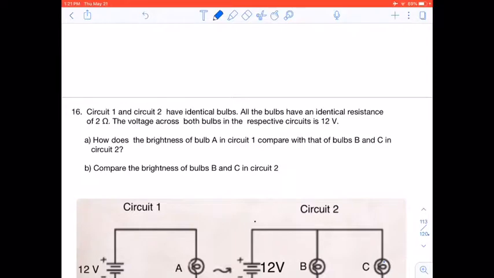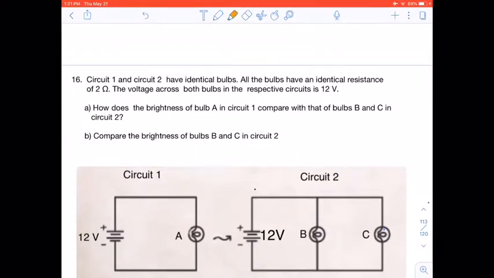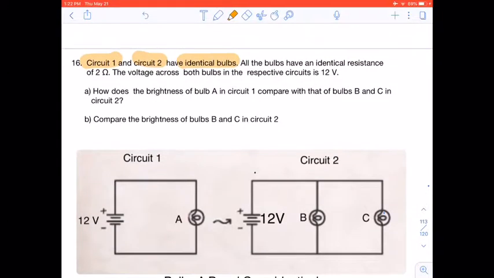Here we have now a circuit 1 and circuit 2. All have identical bulbs. But if they don't have identical bulbs, it can become a bit more complicated, but the principle is essentially the same. You'll have to work that out and then determine which bulb is brighter.